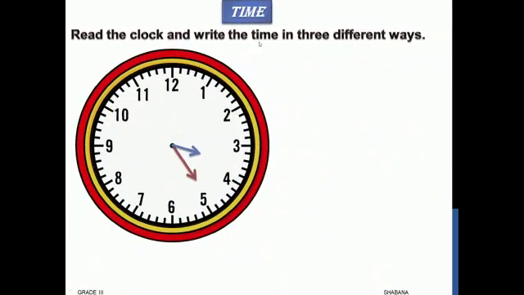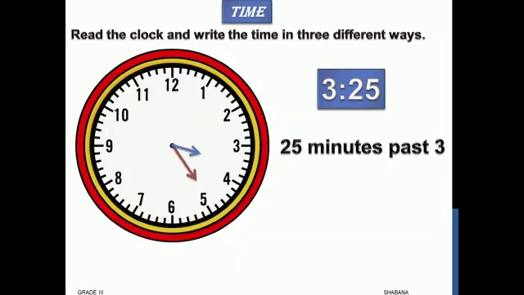Now read the clock and write the time in 3 different ways. The short hand is in between 3 and 4. It doesn't reach 4. So we have to consider this as 3. And the long hand denotes 5. So to find the minutes, we have to multiply this number with 5. So 5 5s are 25. So the time is 3:25, and we can read the time as 25 minutes past 3.